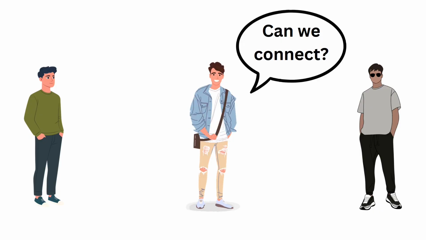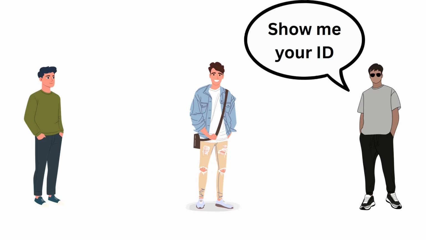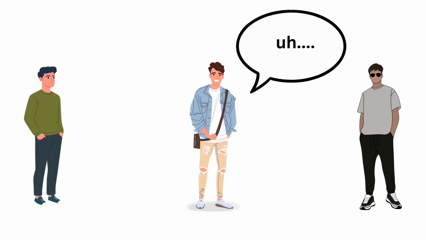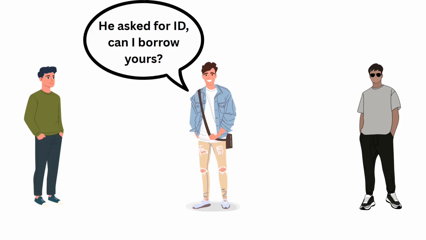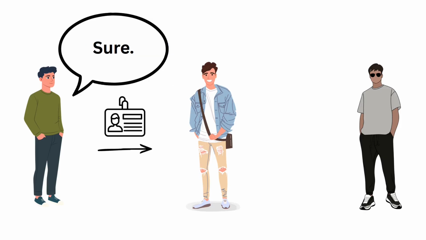B then turns to person C and says, "Hey, can we connect?" C says to person B, "Sure, just prove that you are authorized to talk to me." B says, "Well, I don't have my ID on me, but my buddy over here has a token stating that I am authorized to talk to you." B then turns to A and says, "Hey, can I borrow that ID card?" So A hands over a temporary ID card to B.